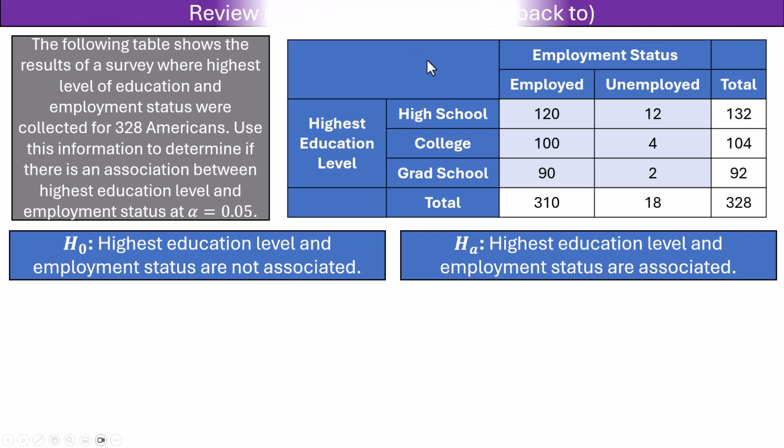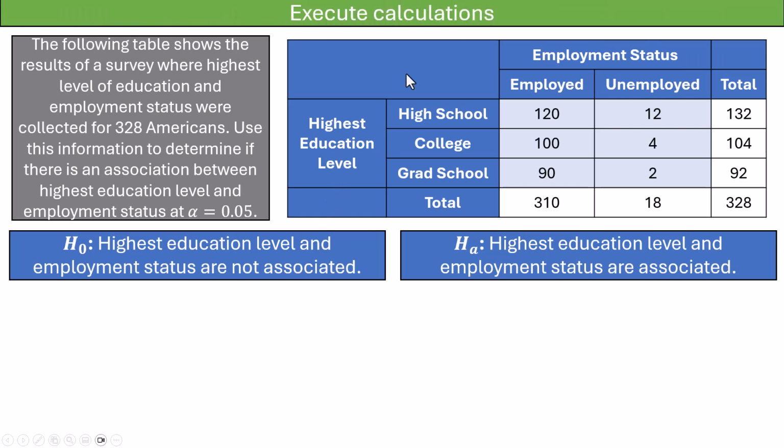Now, usually we would go on to the second step, which is review conditions, but since we're using the TI-84 calculator to do this test, the expected cell counts, which are what we need to do this step, will not be calculated until the next step. So we're going to come back to the review conditions a little bit later. So let's go ahead and do the execute calculation step.